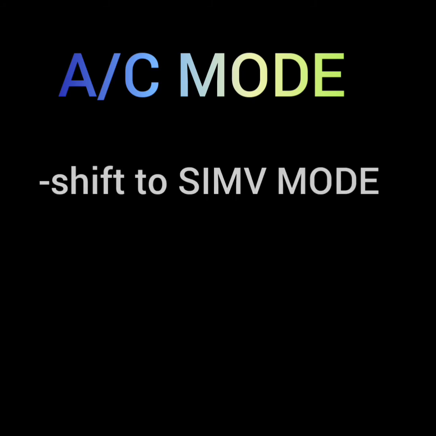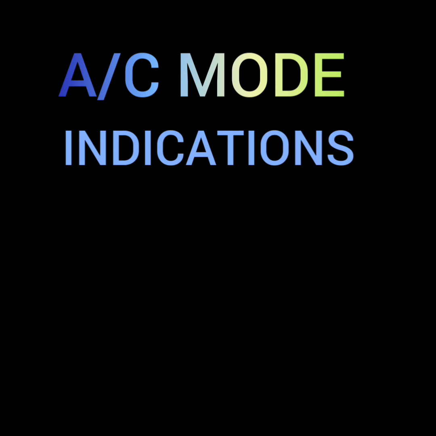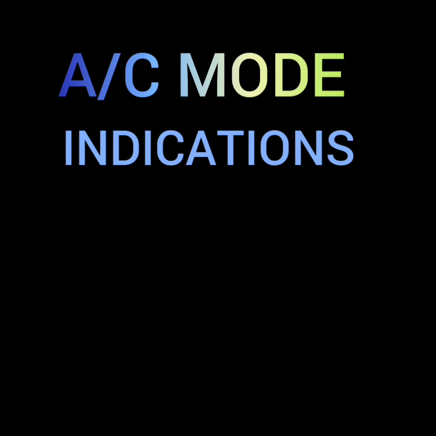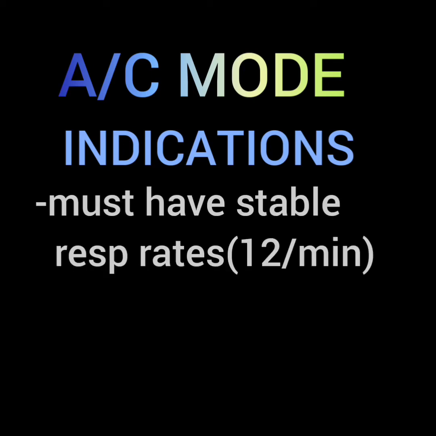So what are the indications for A by C mode? A by C mode provides full ventilatory support for any patient. Patients who are kept on first ventilator support can be shifted to A by C mode. It will offer the whole work of breathing to the ventilator, and the patient can control respiratory drive. But the prerequisite for A by C mode is that the patient should have a stable respiratory drive of at least 10 to 12 breaths per minute.